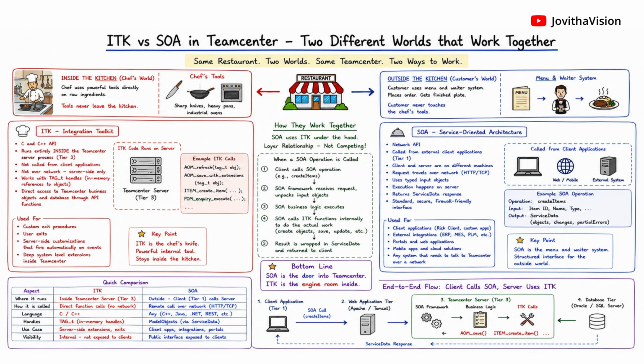In Teamcenter, ITK is the chef's knife, a powerful internal tool used directly inside the kitchen. SOA is the menu and waiter system, the structured interface the outside world uses to interact with the kitchen. Now, let's make this technically precise. ITK, Integration Toolkit. ITK is a C and C++ API. It runs entirely inside the Teamcenter server process in Tier 3. It is not called from a client application. It is not called over a network. It is server side only.